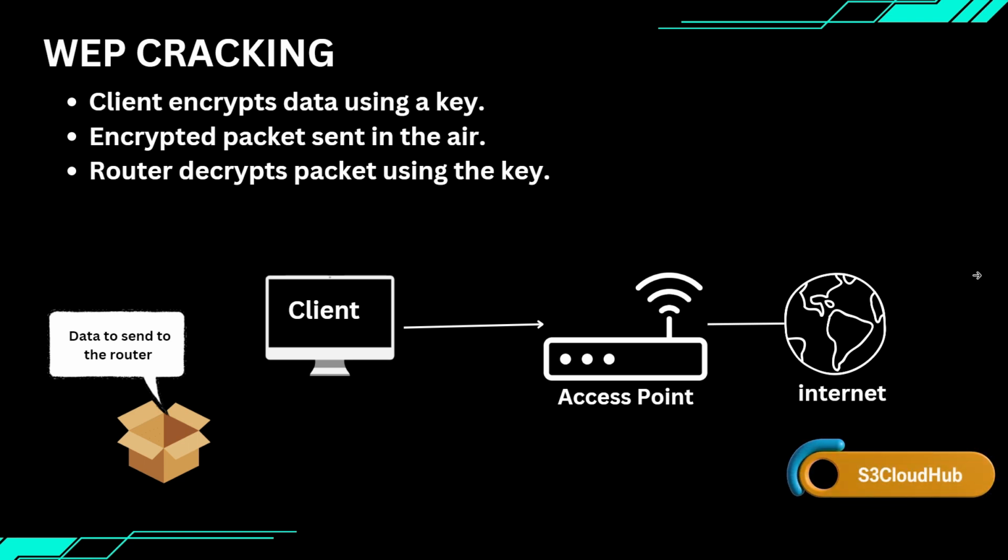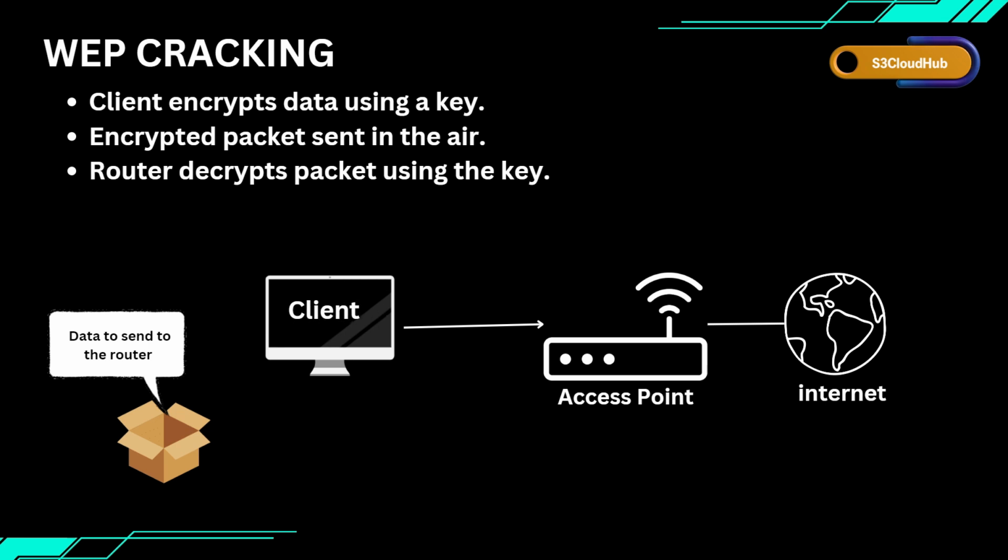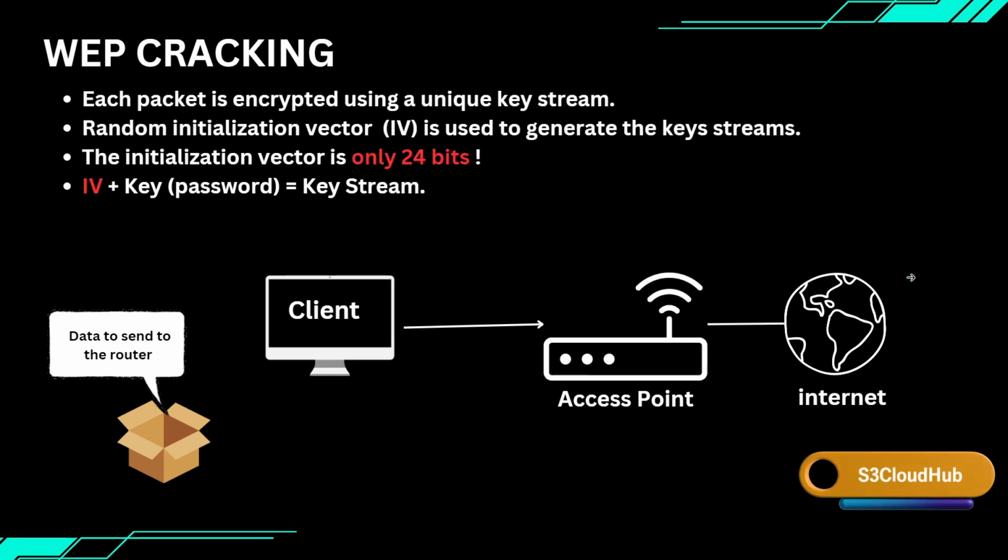However, when the router receives these packets, it can decrypt them using a key that matches the one the client used. The same process happens when the router sends data back to the client. It's encrypted first, then decrypted on the other side. Now, here is the tricky part. RC4 itself is fine. The problem lies in how WEP implements it. WEP tries to make sure each data packet has a unique key by generating a 24-bit random number called an initialization vector.